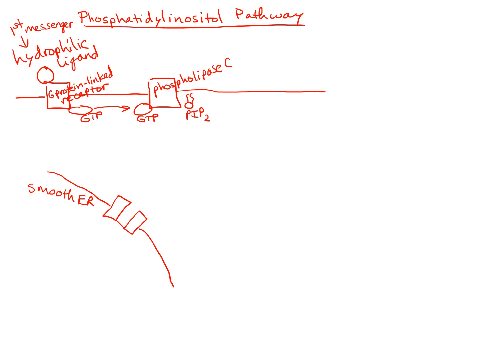And this phospholipase C enzyme is going to grab one of the phospholipids in the membrane called PIP2, and it's going to break it apart into two pieces. So we're going to break it into DAG, which is a second messenger. And then we're also going to break it into IP3, which is another second messenger.